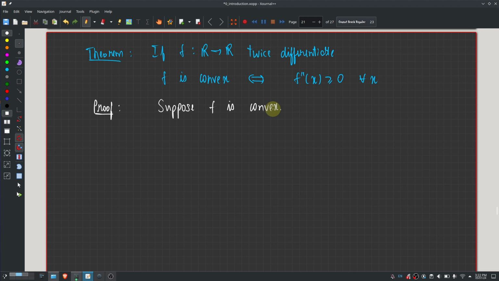Okay, so how do we prove this? What expressions do you know for the second derivative? How do you compute the second derivative? Okay, using limits. So in terms of limits, do you know what is the second derivative evaluated at x?